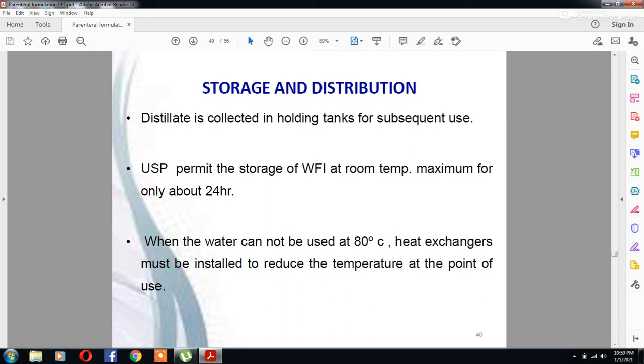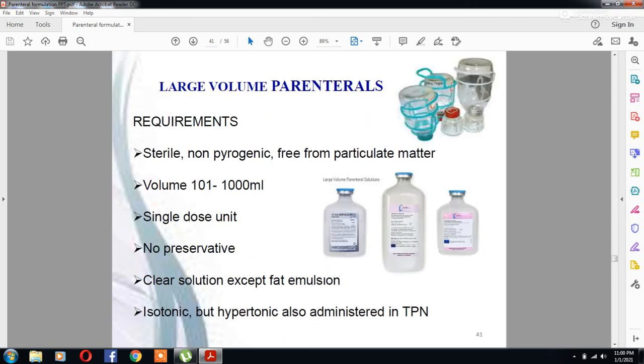Storage and distribution. The distillate is collected in holding tanks for subsequent use. USP permits the storage of water for injection at room temperature for a maximum of only about 24 hours. When the water cannot be used at 80 degrees centigrade, a heat exchanger must be installed to reduce the temperature at the point of use.